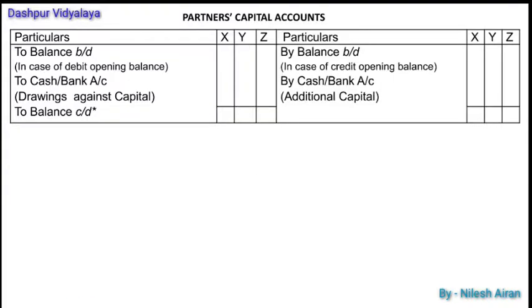You can see here the format for the partner's capital account. First of all, on the credit side, we have to record the opening balance, then additional capital brought in, then any amount permanently withdrawn by a partner, and then the balance is transferred.